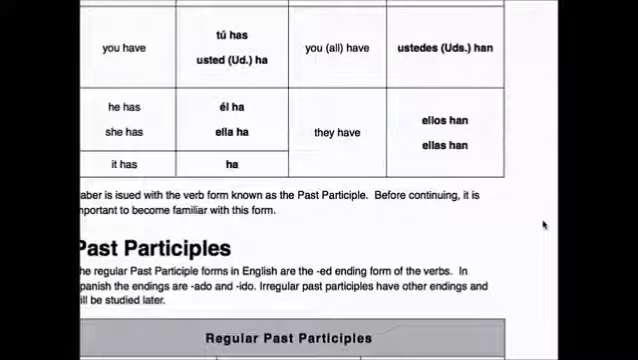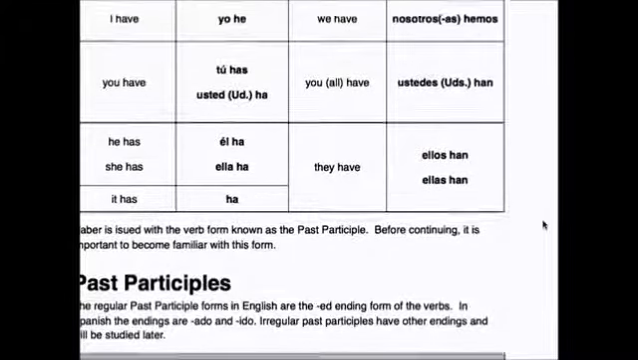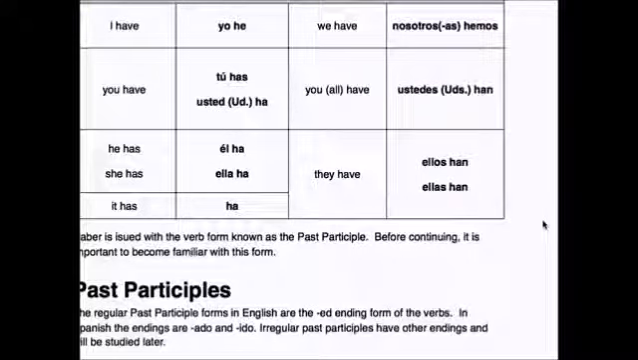Okay? So to speak is? Hablar. Hablar. And if you say I am speaking, you would say? Yo estoy hablando. And I have spoken? Yo he hablado. Yo he hablado. I have spoken. Yo he hablado. Right? Now H is silent.